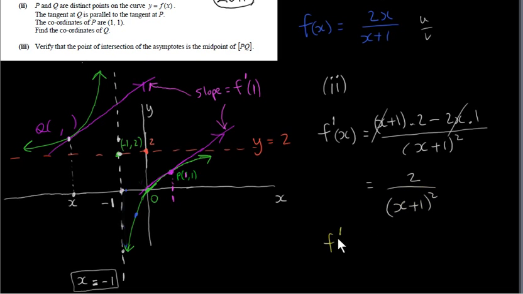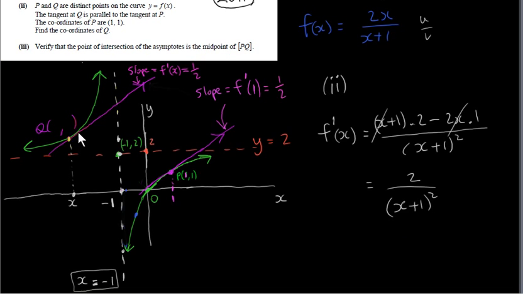So now we want the derivative at x equals 1. So we just plug 1 into this. We get 2 over 1 plus 1 squared. Well, 1 plus 1 is 2, 2 squared is 4. 2 over 4, which is a half. So now we know that the slope of the tangents is a half.